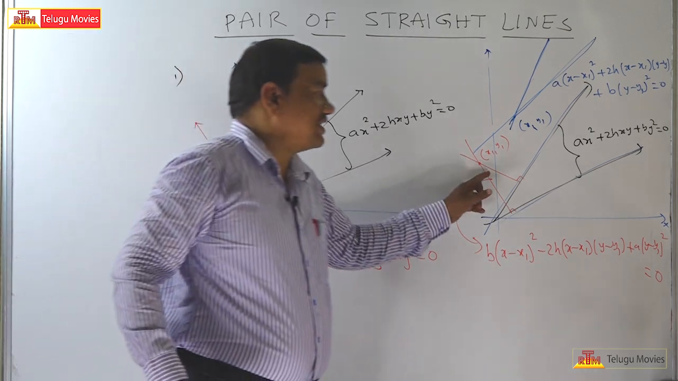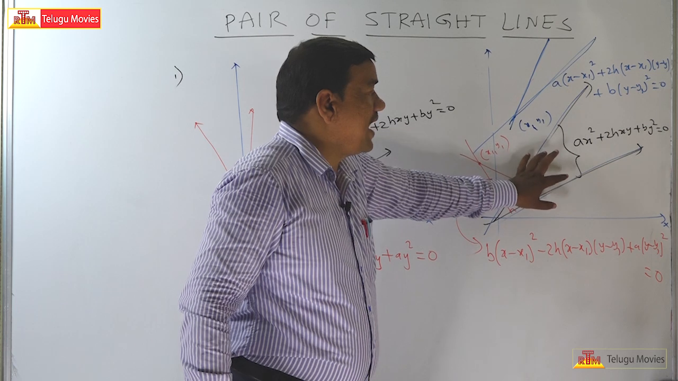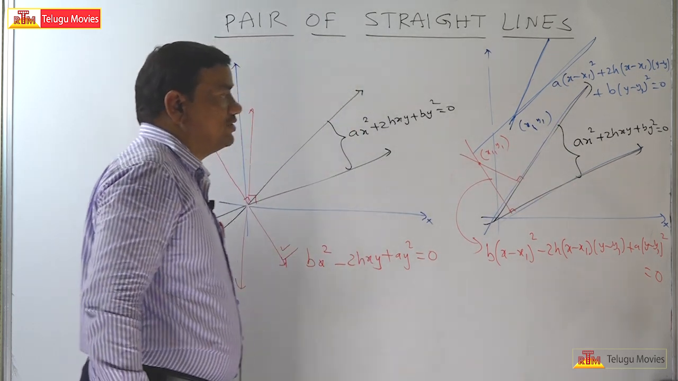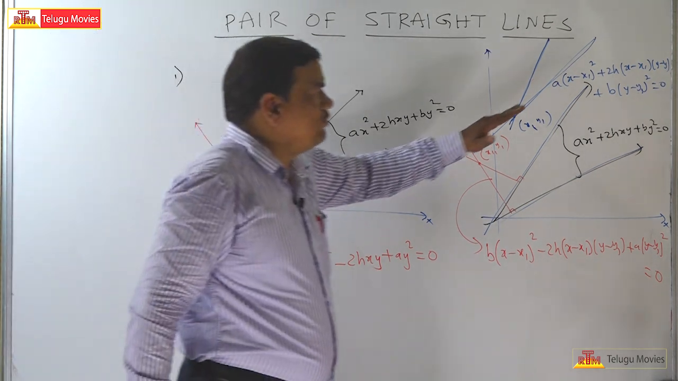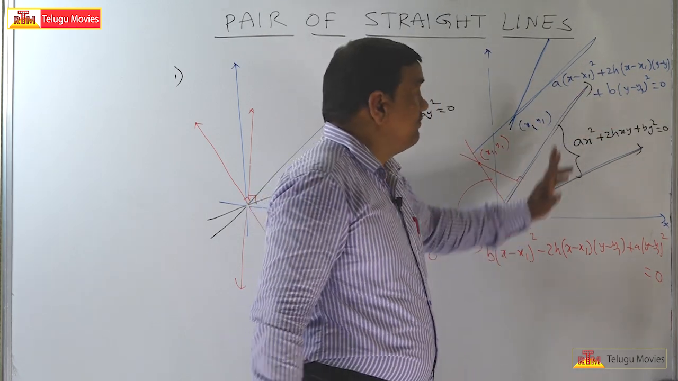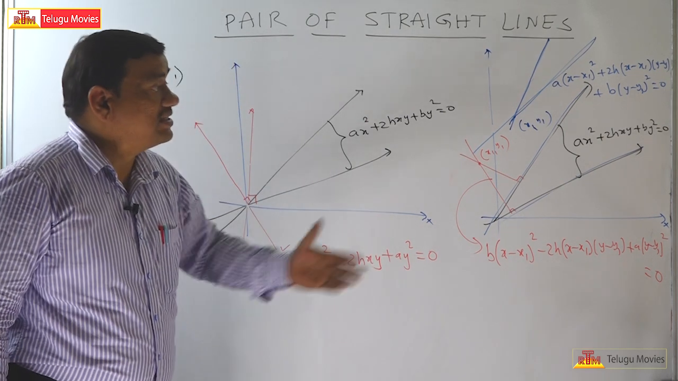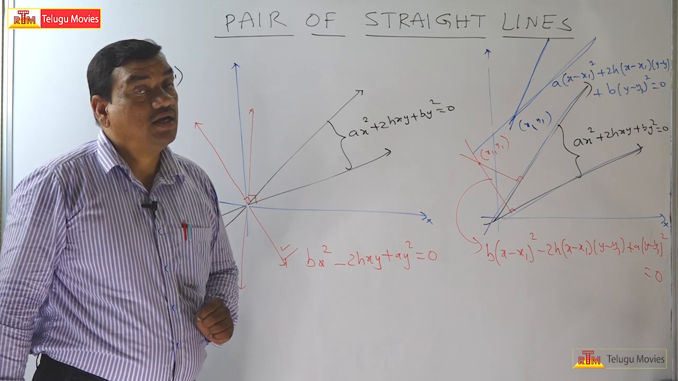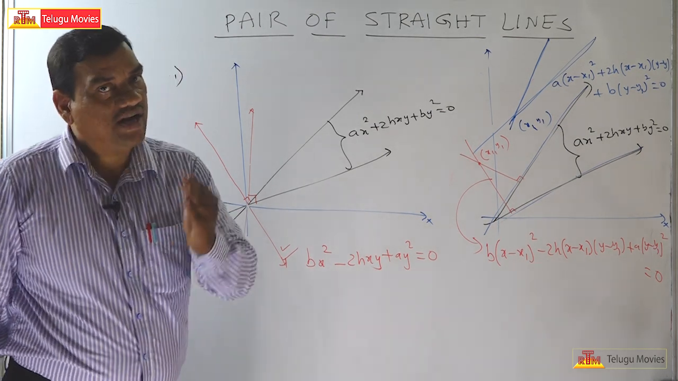So these two lines are parallel to the lines given by the equation ax square plus 2hxy plus by square is equal to 0. Okay now. So the same coefficients you will get: a, 2h, b. But the only difference is in place of x, you will get x minus x1, and in place of y, you will get y minus y1. Okay, right. I hope that you understand this concept. So, let us go for the next concept.